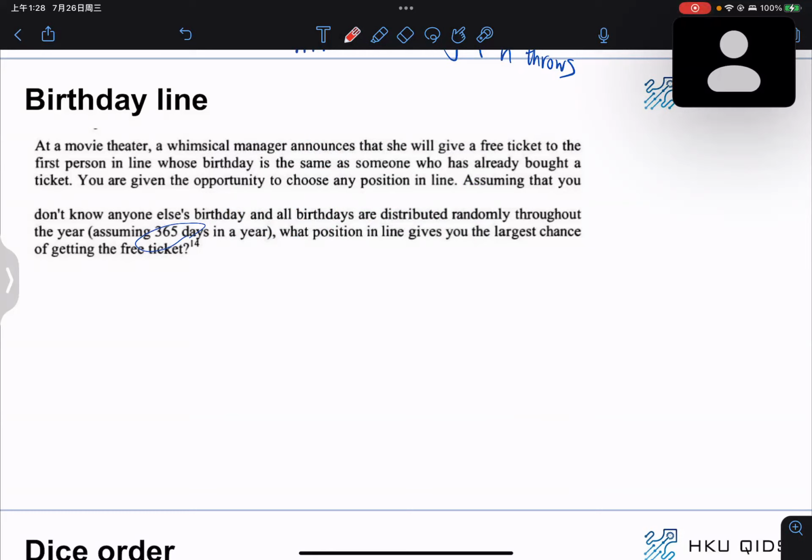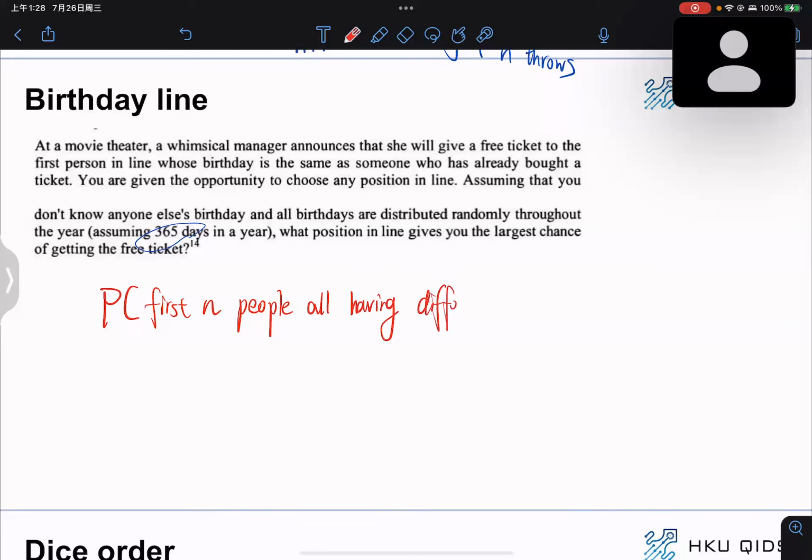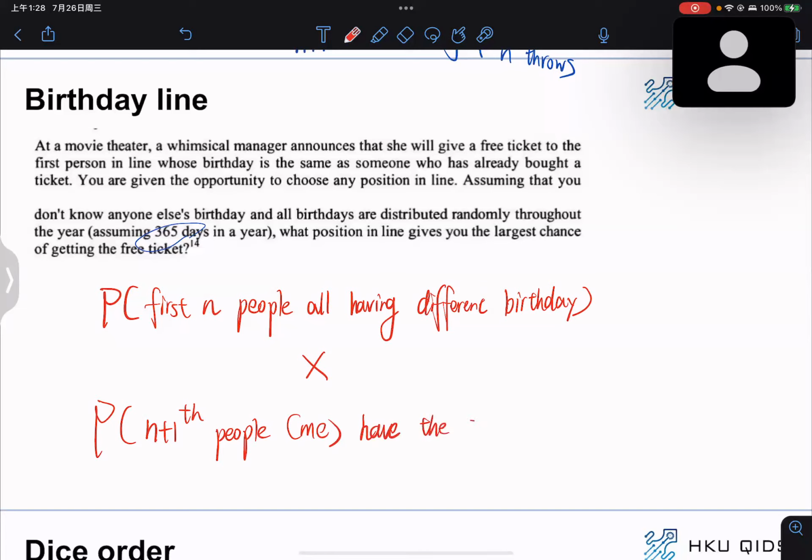So let's first try to break down this question. To actually be the first one in line whose birthday is the same as someone who already bought a ticket, you have the probability of the first n people all having different birthdays, and multiply by the probability that the n+1 person, which is me, has the same birthday as one from the first n.